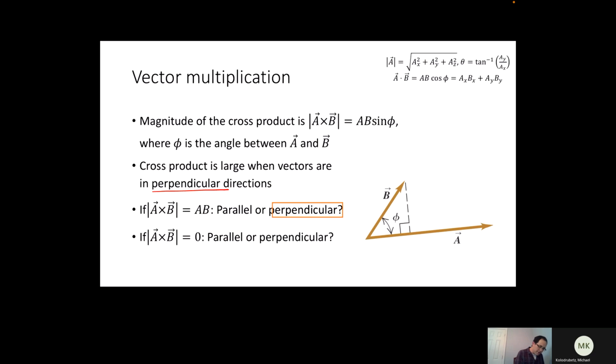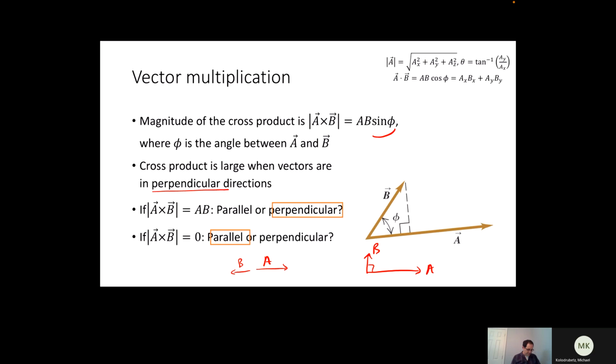Apologies, not quite aligned, but if the two vectors are perpendicular to each other, that cross product is going to be large. If the cross product is 0, what does that mean? Well, it means that the vectors are parallel to each other. Two parallel vectors have a cross product that's equal to 0 because sine of 0 degrees is 0. Or anti-parallel. This would also be a 0 cross product. It's called anti-parallel when they point in exactly opposite directions.